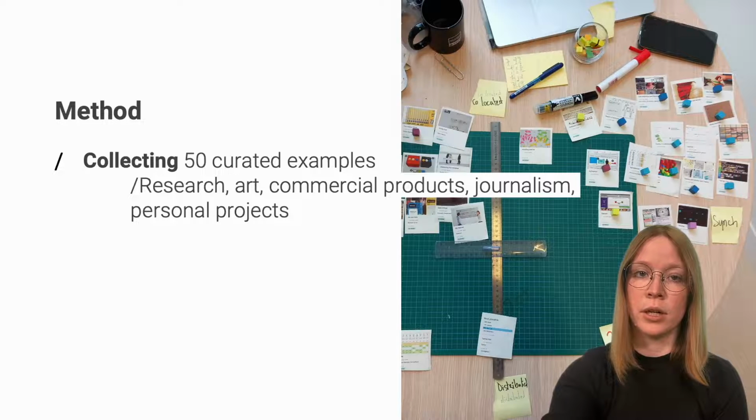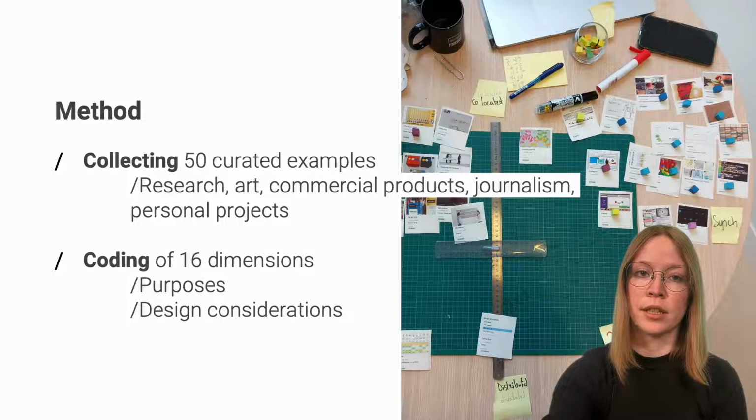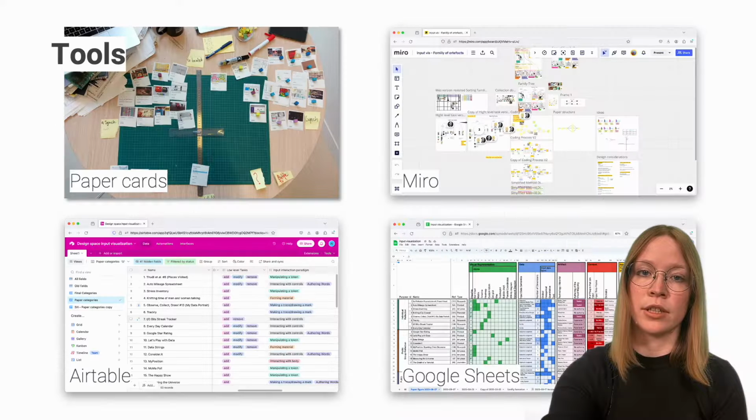We did this by creating a design space of existing input visualizations. We collected 50 curated examples of input visualizations from research, art, commercial products, journalism, and personal projects. We coded these examples based on 16 dimensions and extracted purposes of input visualizations and a set of design considerations. Our process encompassed multiple phases in which we used a variety of physical and digital tools for our analysis.